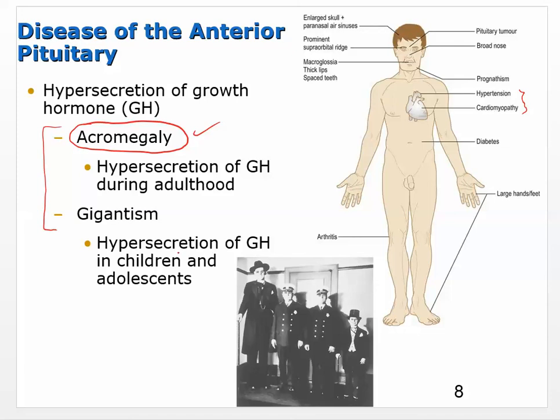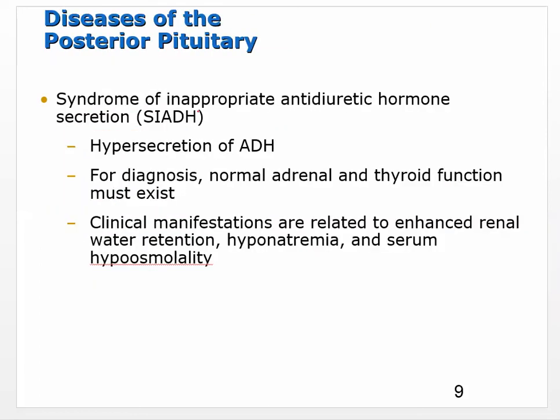Now, if it happens as a child, then if you're still in a growing phase, then it's going to cause you to grow to be 8 feet tall. Okay. Well, okay, not every time, but it will cause an increase in height and size. So it's called gigantism. Okay. But yeah, gigantism, remember that, is associated with hypersecretion of growth hormone in children and adolescents when they're still in that growing phase.